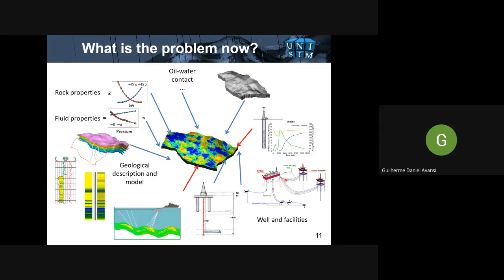We need to include this information about facilities. I think we have one presentation about how to link the reservoir with the facilities, and also the production curves. Because sometimes we have a period of history, so we need to include that information in the reservoir simulation model. So this is the information that we have. We have a lot of information that we need to include.